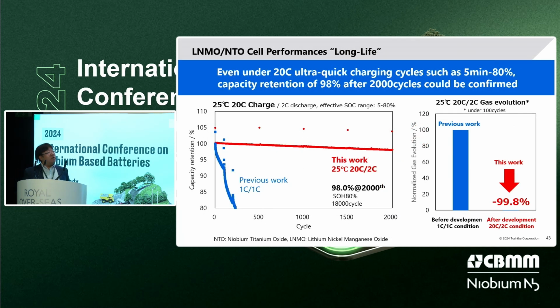And next shows the cycling performance. This red line shows the 20C2C cycling, quick charging cycle performance. And we can obtain more than 98% capacity retention even after 2,000 cycles. And as seen from this slope, we can predict more than 18,000 cycles as a battery life. And we also checked the gas evolution during cycling, and we can confirm again almost no gassing during the cycling test.